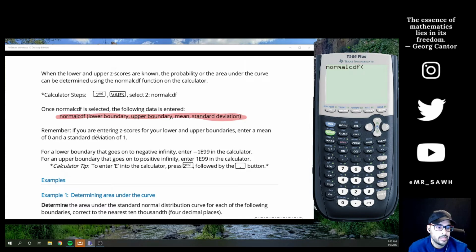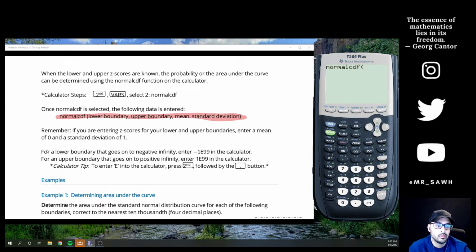And remember, if you're entering z-scores for lower and upper boundaries, enter a mean of 0 and a standard deviation of 1. These boundaries don't need to be z-scores. They can be specific values with respect to the question. But if you are given a standard normal distribution, z-scores will work. And just remember that if you're using z-scores, it's a standardized way of looking at that bell curve, so the average should be 0 and the standard deviation should be 1.